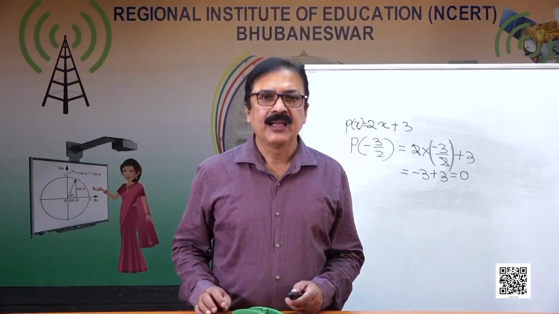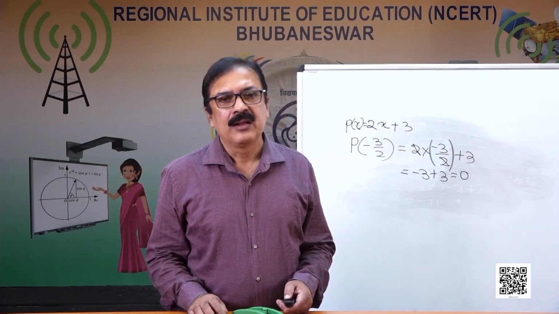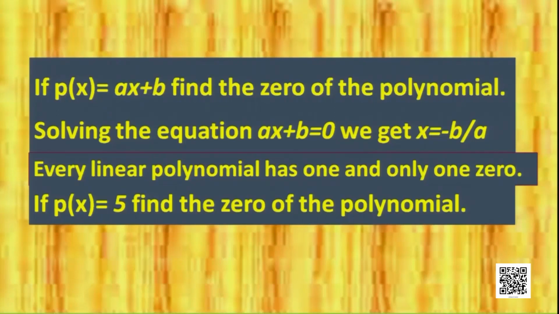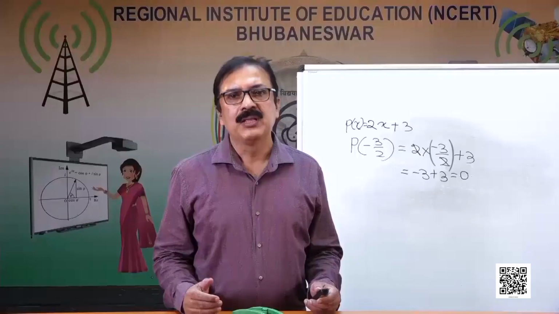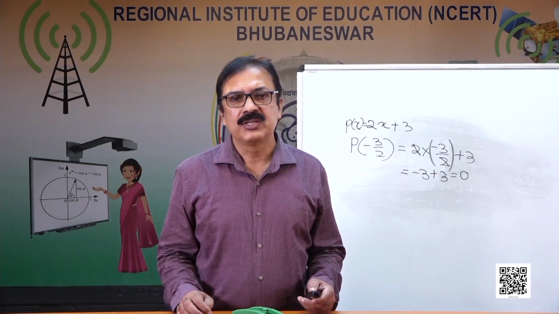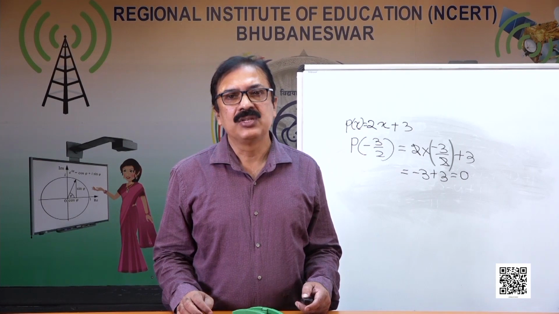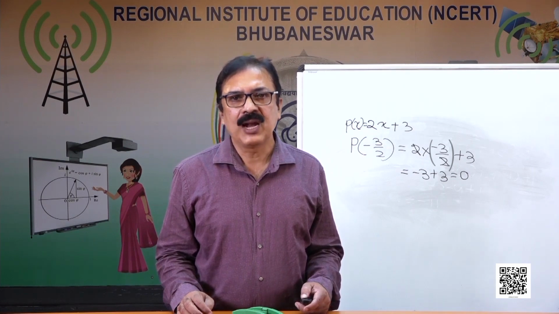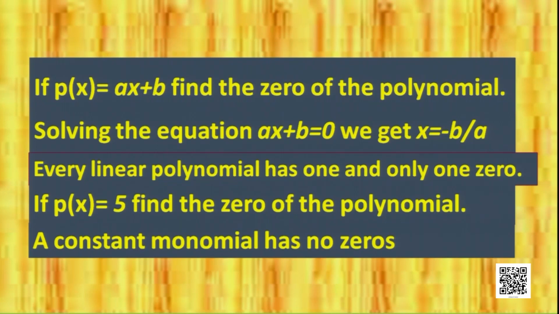Now let's take a constant polynomial. Here p(x) is equal to 5. Can you find the 0 of this polynomial? Whatever value you put, the value will always be 5. It can never be 0. So we can say the 0 degree polynomial or constant polynomial cannot have any 0. So we can write that a constant polynomial has no zeros.